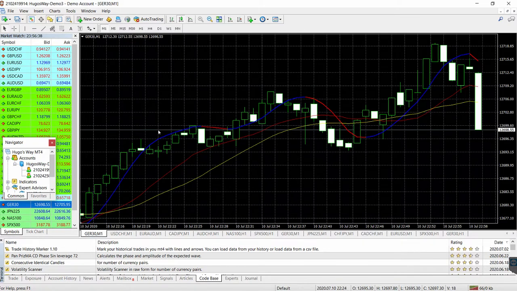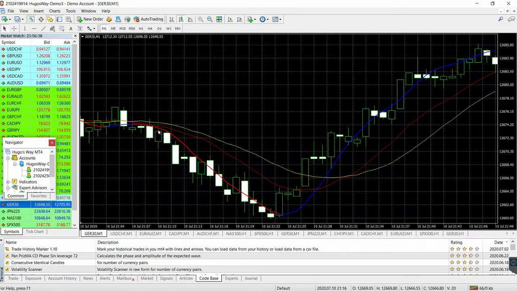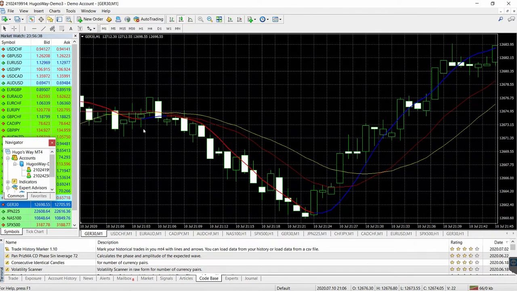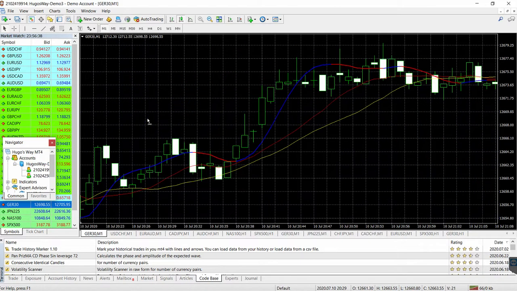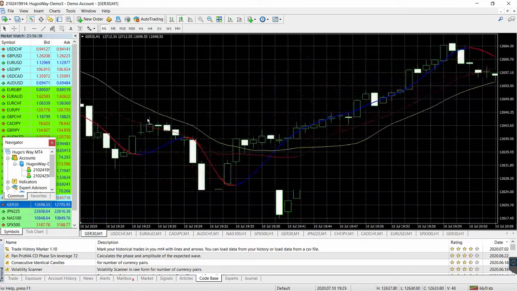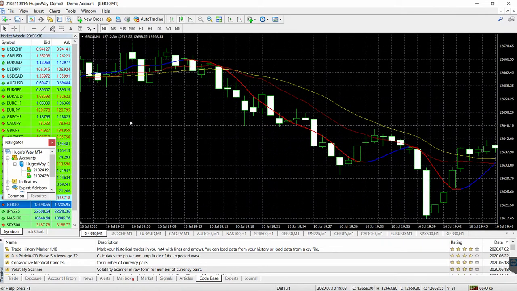Let's see if we can find a sell. Let's scroll back a little bit and see if we can find a sell. I know, right here would be a good one. No, not really. Keep going back. I know that this market has been straight bullish. Okay, let's see. Here's a good one.